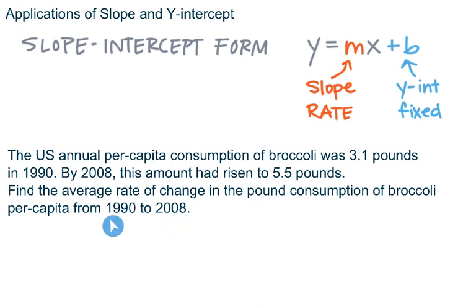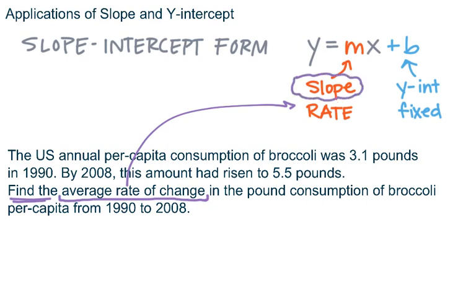from 1990 to 2008. So when we're dealing with a word problem, the first thing we always want to make sure we look at is determining what we're being asked to find. Here, we're being asked to find the average rate of change. And the average rate of change means we need to find the slope. So in order to find slope, we need to know what's required.